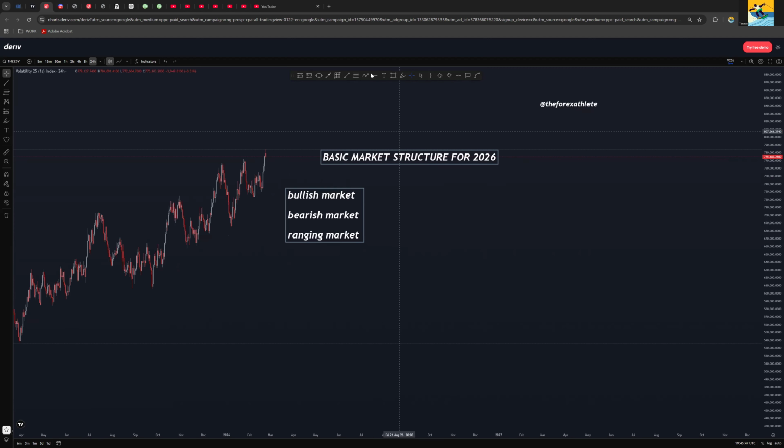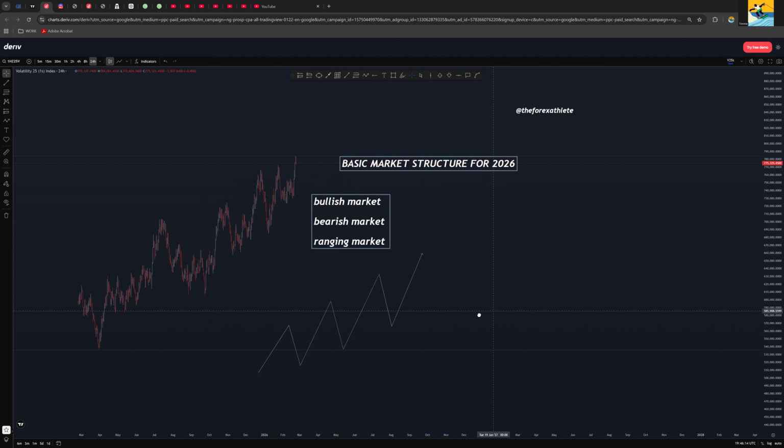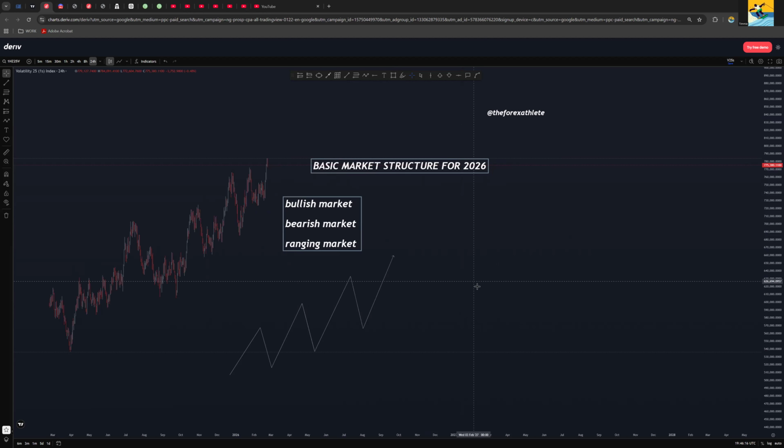So what do we mean by a bullish market? A bullish market comprises of what we call higher highs and higher lows. This is all you need to know about the bullish market.